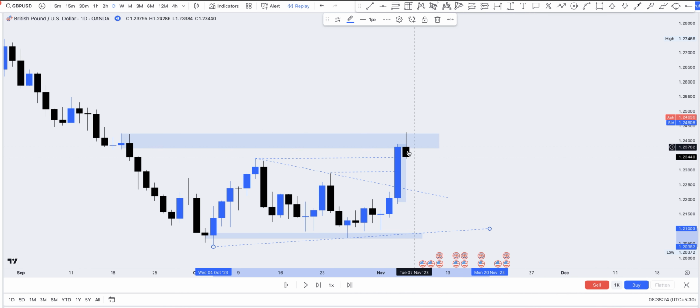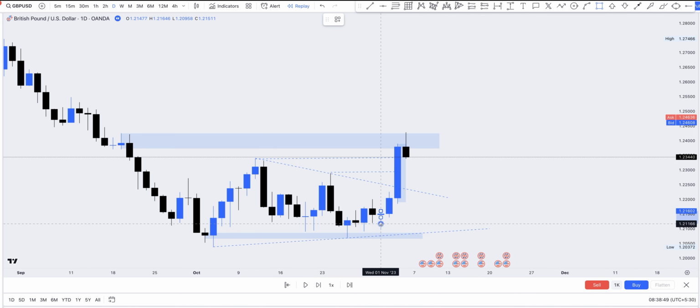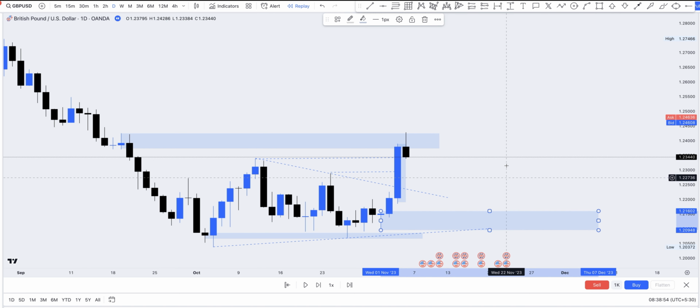So we have this reaction around this area because of this zone, and this zone is also serving as what, as a support zone. But what I am looking at is, because of the kind of candle that is printed that has left almost an imbalance behind, price is supposed to come back to this same zone and continue buying, because we have this resistance zone over here. Either price will get there and continue buying, or price will just mitigate this zone, which is serving as our demand zone, and continue buying.